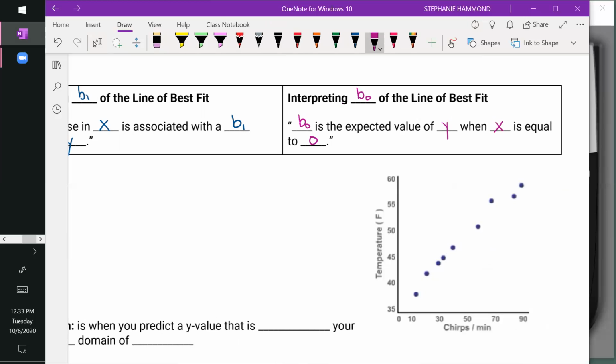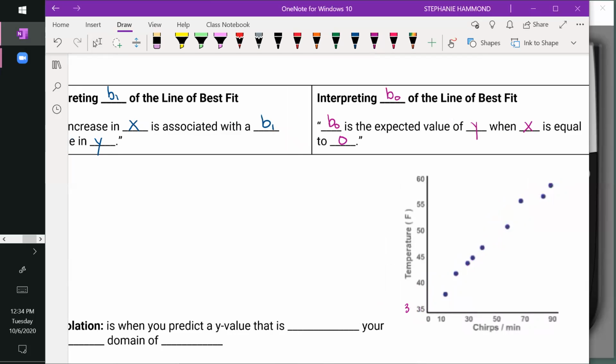So say the y-intercept of this thing was like here. There's the y-intercept. It's like 36 maybe. So if I needed to interpret that 36, I would say we expect the temperature to be 36 degrees Fahrenheit when 0 chirps per minute have occurred. Okay, so when y is 36, x is 0, but make sure you say it in context. You shouldn't say x and y if x and y have a specific value that you know.